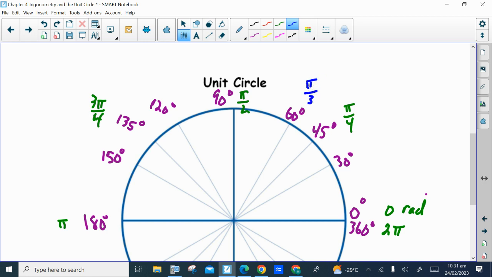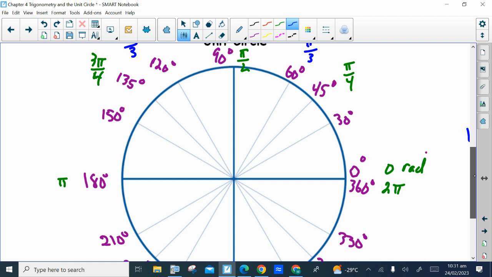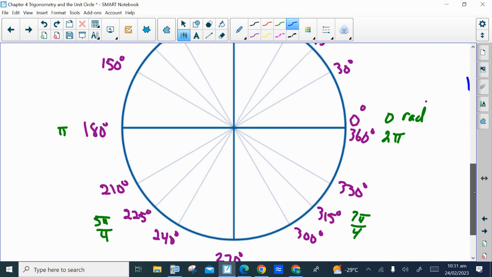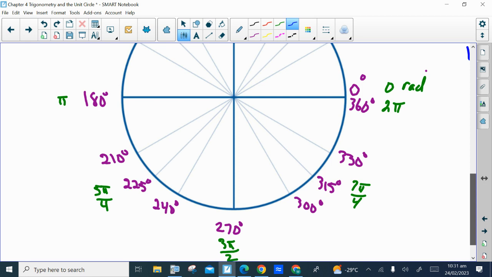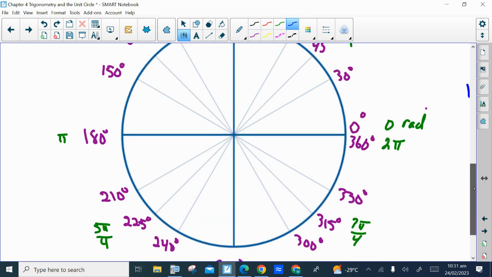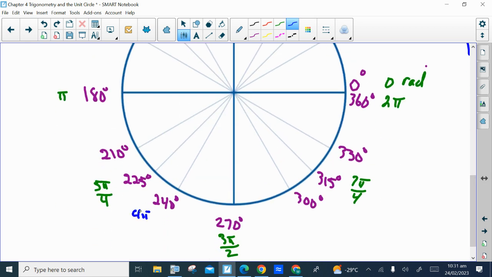Again, pi is 180. 180 divided by 3 is 60. That's why pi on 3 is equivalent to 60 degrees. So another 60 degrees, which would take us to 120, would be another pi on 3, which would be 2 pi on 3. Another 60 degrees from 120 would be 180, and that's 3 pi on 3. 3 pi on 3 is pi. Another 60 degrees from 180 would be 240. That would be 4 pi on 3s.